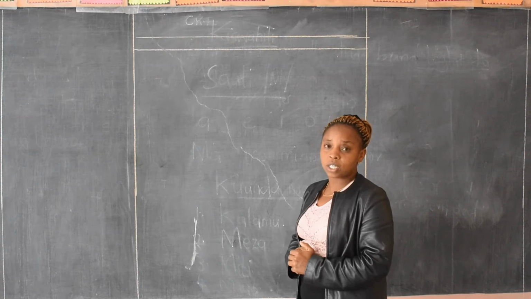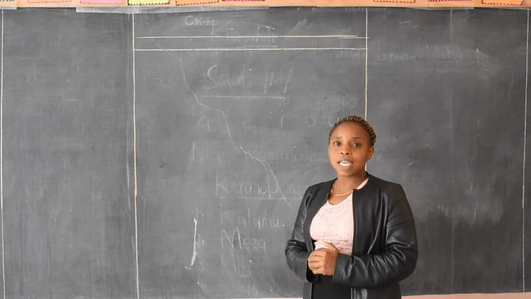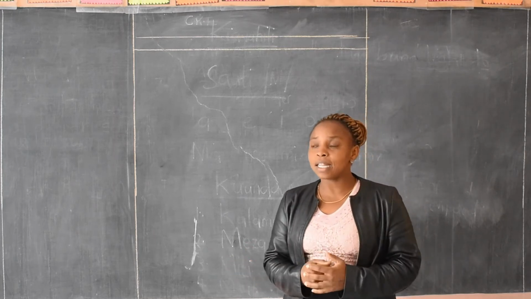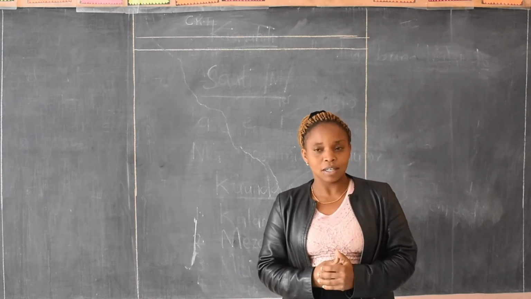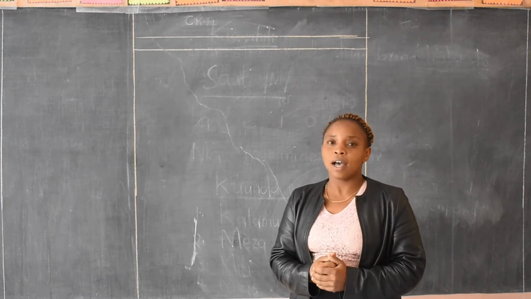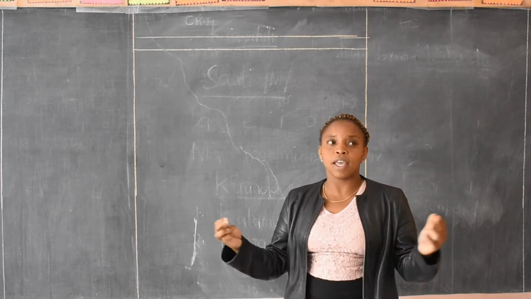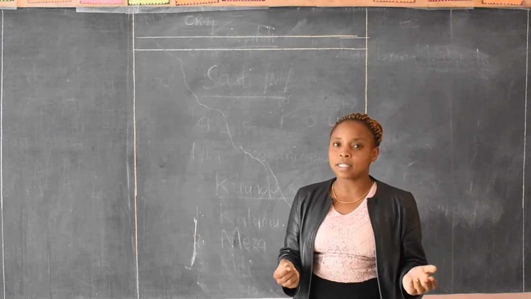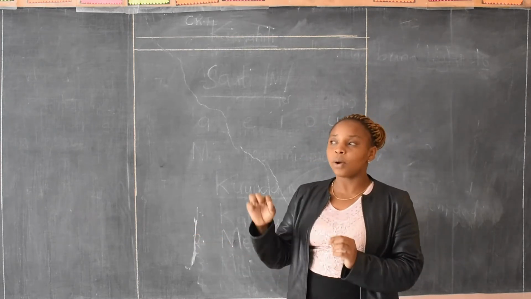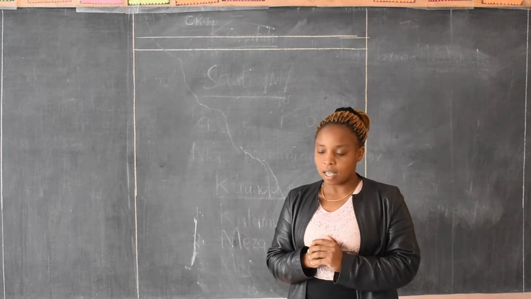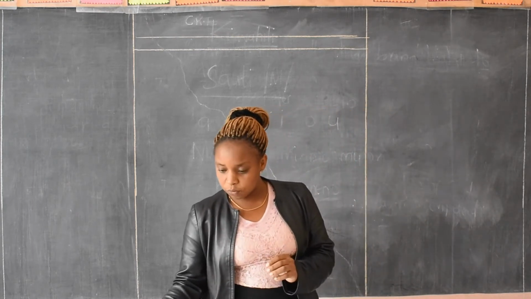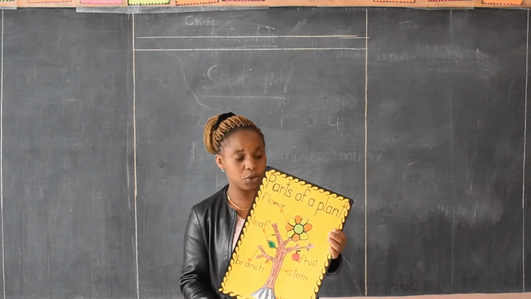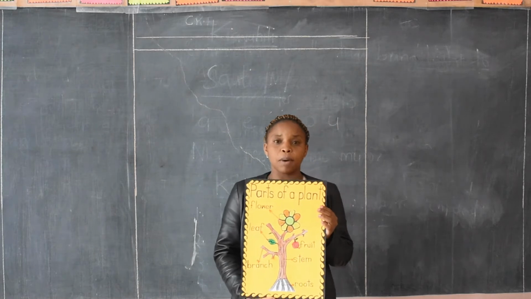So what we're going to learn today is about caring for the plants. We've said that in environmental, we learn the things that surround us. Yes, we have different things in the environment. We have the air, the water, the soil, the plants, and that means that in our environment, we have the plants. For example, I have a wonderful plant with me here. I hope you can all see what I have for you. This is what I'm talking about.